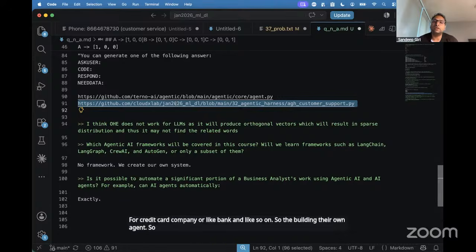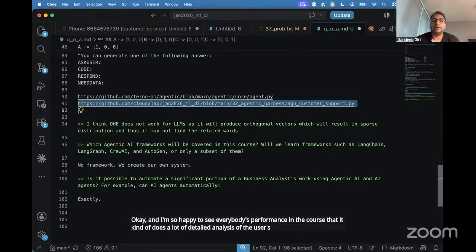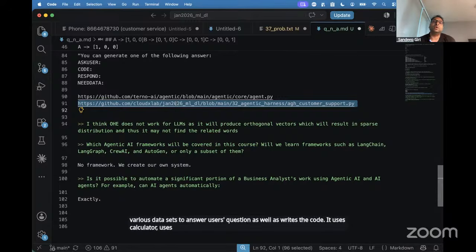Everybody as part of the course is supposed to build their agentic AI solution to answer users' questions based on their data. And I'm so happy to see everybody's performance in the course. It does a lot of detailed analysis of the user's question and goes through various data sets to answer it, as well as writes the code. It uses a calculator and a database to answer the user's question. That's very powerful, and that's what everybody built. I hope this makes sense.